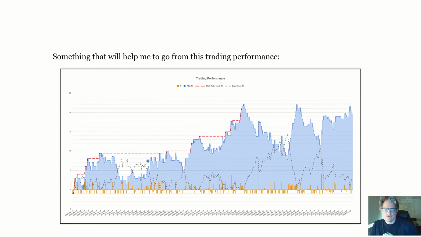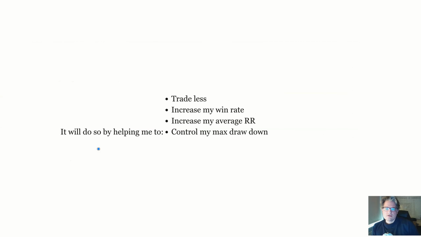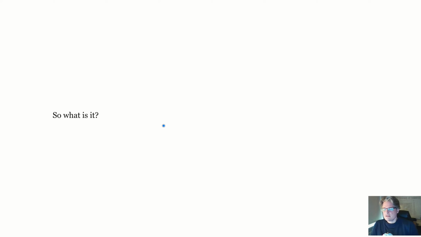Let's have a look. So my holy trading grail, what is it? Well, it is something that will let me go from my current trading performance, which looks like this, to something that looks like this. It will do this by helping me trade less, increase my win rate, increase my average risk to reward, and it will also help me control my max drawdown. So what is it? It's a trading log.